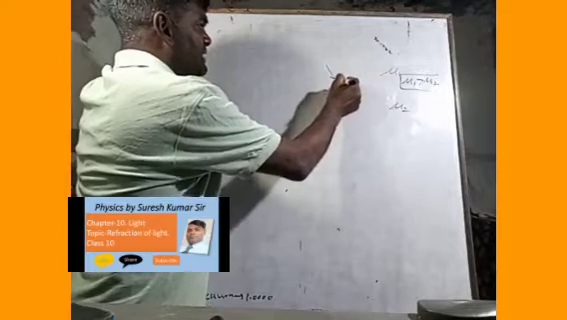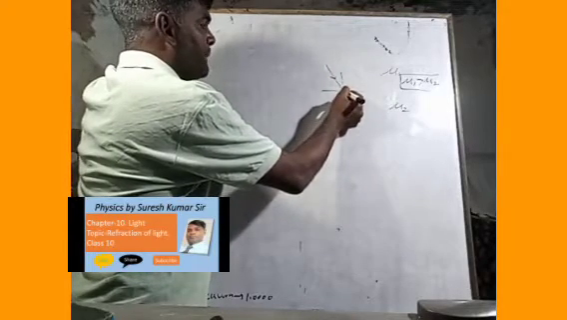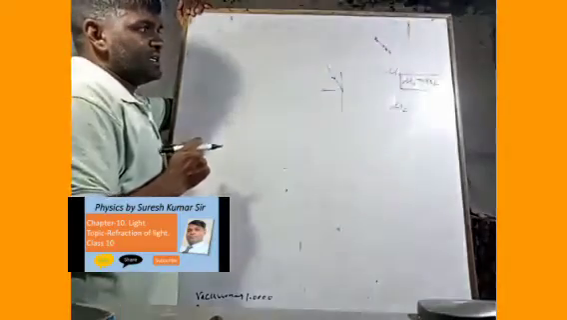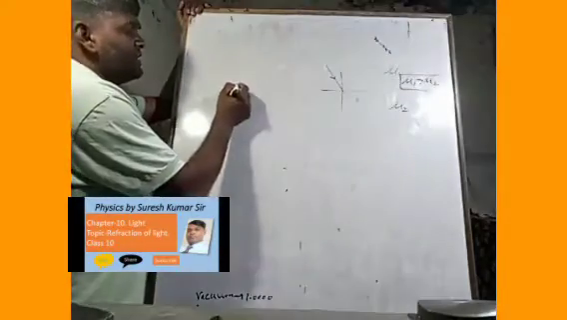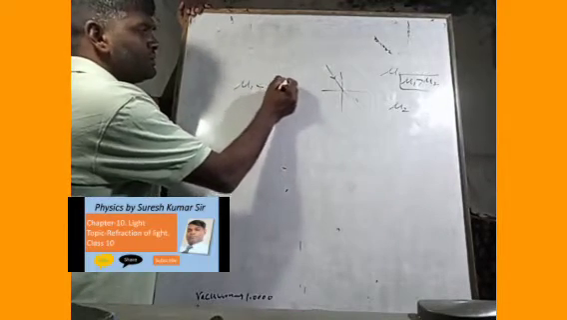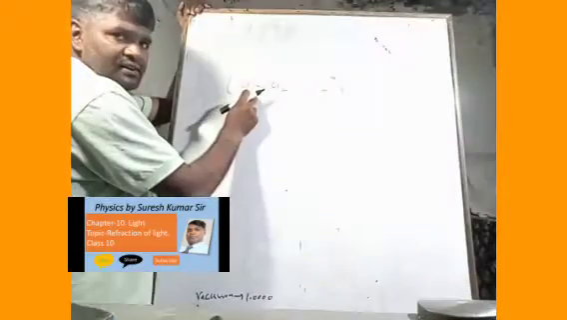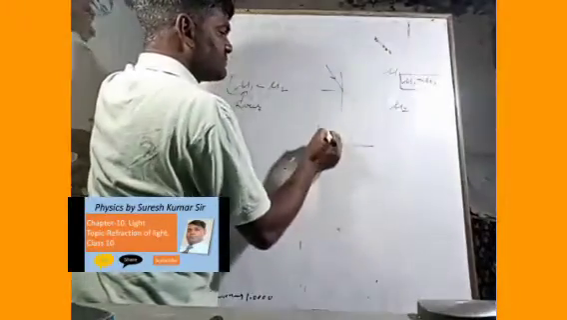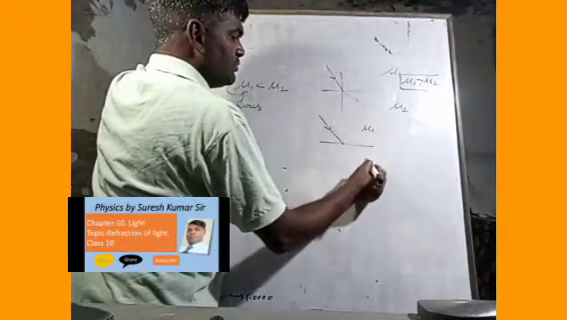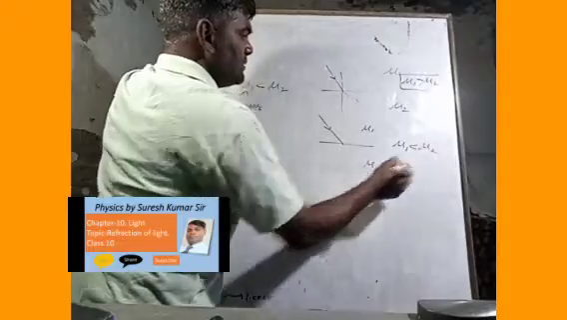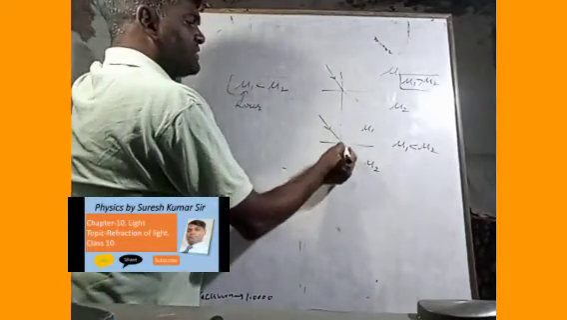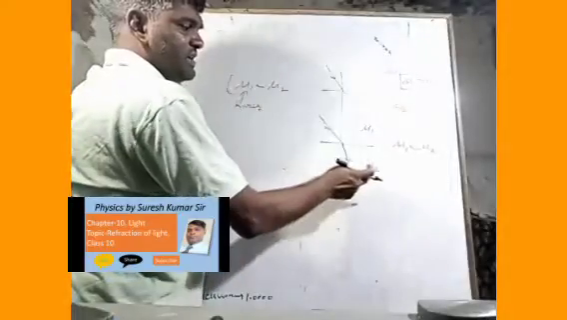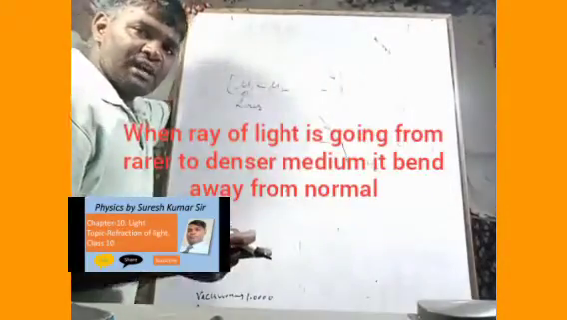So what will happen? The ray of light will bend away from the normal, according to the definition of refraction of light, denser to rarer. Similarly, if mu1 is less than mu2, it means the first medium is rarer. Hence, when a ray of light travels from mu1 to mu2, where mu1 is less than mu2, the ray of light is going to bend towards the normal, because the upper medium is rarer and the second medium is denser.